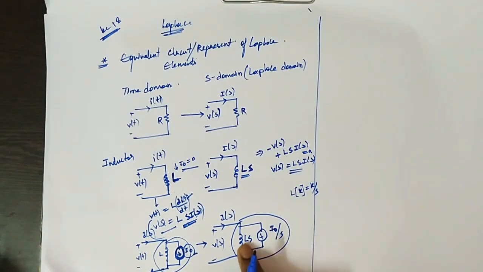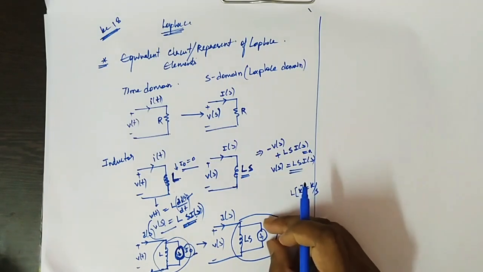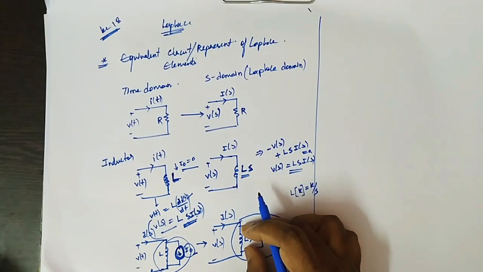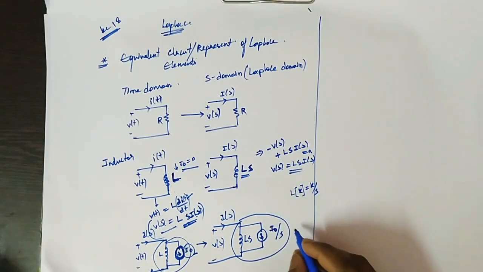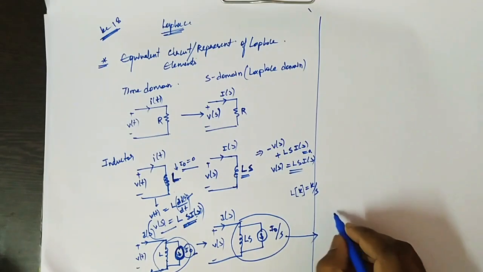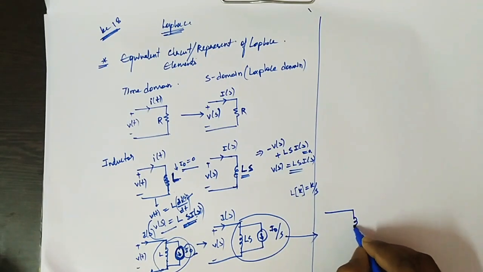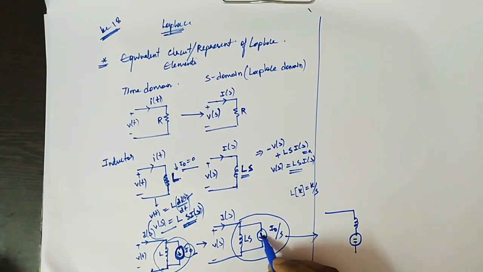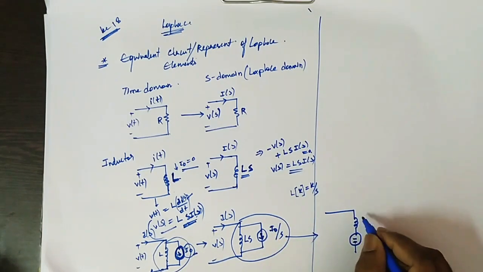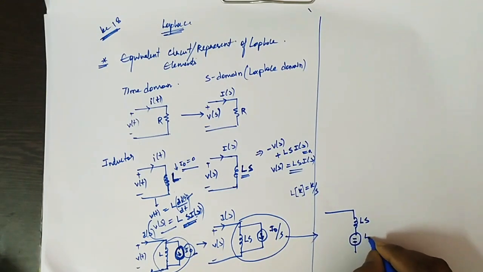If you do source transformation on this, this is a practical current source having impedance Ls. If you do the source transformation, what happens? See, the current is flowing downwards, so the voltage is represented as minus. The internal impedance will be Ls and the voltage will be represented as Ls into I naught by s.